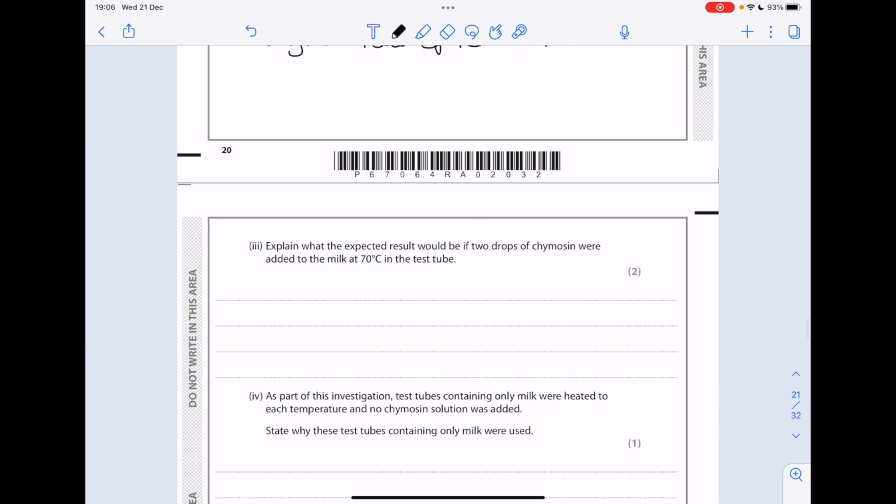Explain what the expected result would be if 2 drops of chymosin were added to the milk at 70 degrees in the test tube. 70 degrees is too hot. The enzyme's going to denature, and therefore you wouldn't expect the curdling to actually happen. It would take much longer or not at all.